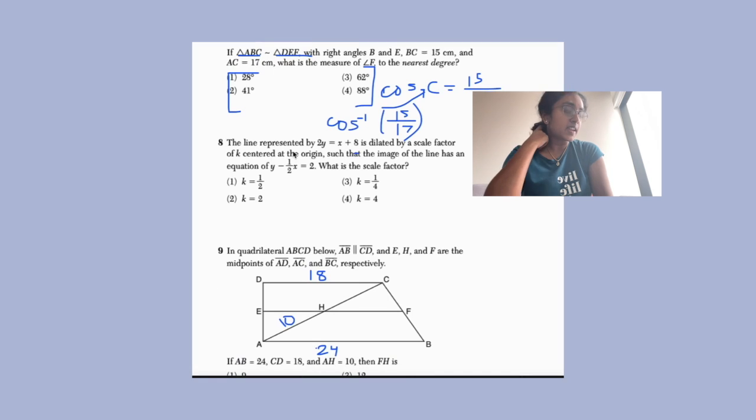The line represented by 2y equals x plus 8 is dilated by a scale factor of k centered at the origin such that the image of the line has the equation y equals 1/2 x minus 2. What is the scale factor? Okay, now what can we do here?